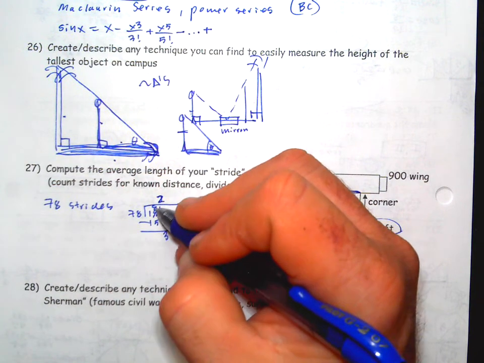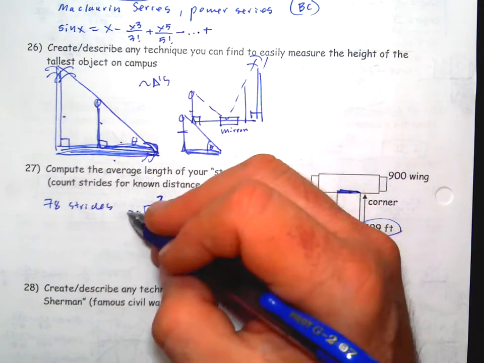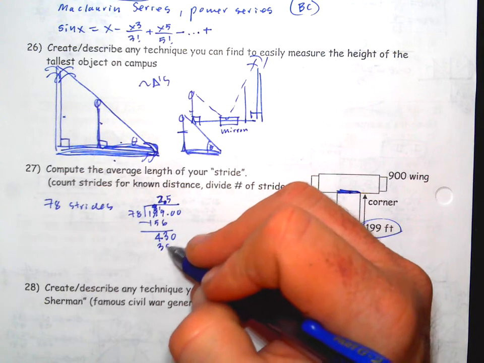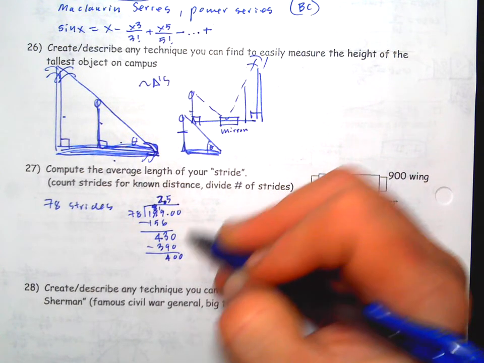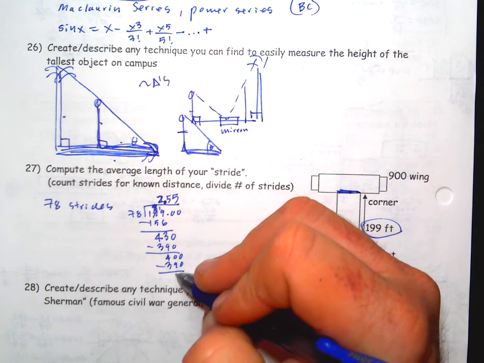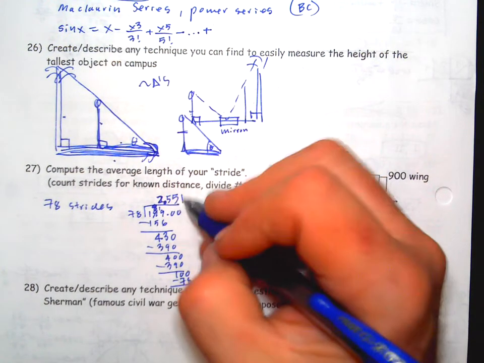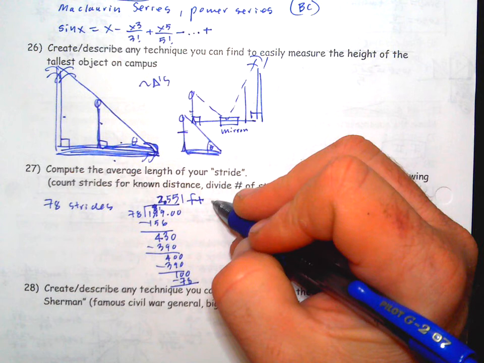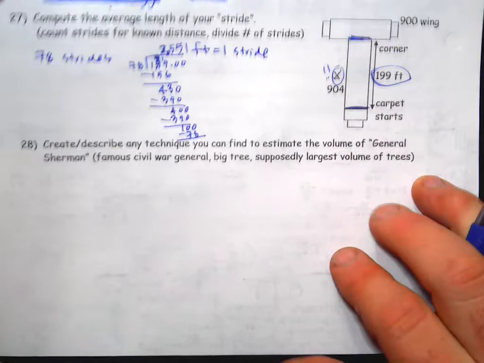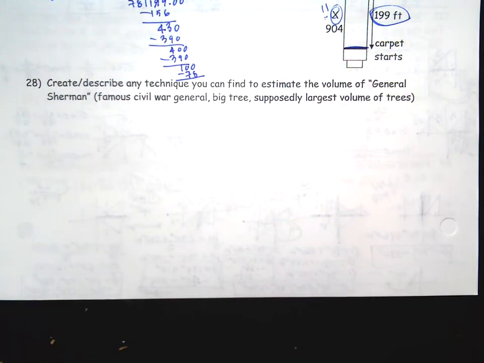Actually, I didn't need to borrow. So you've got 43 left over, drop the 0. This will be another 5, decimal point, 350, 390. Drop that. We can do another 5, 390. Another 1. I don't know, it's probably pretty good. So 2.551 feet equals 1 stride. I can use that to help me calculate heights of tall objects.